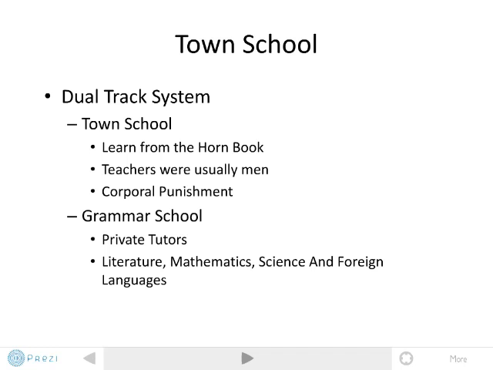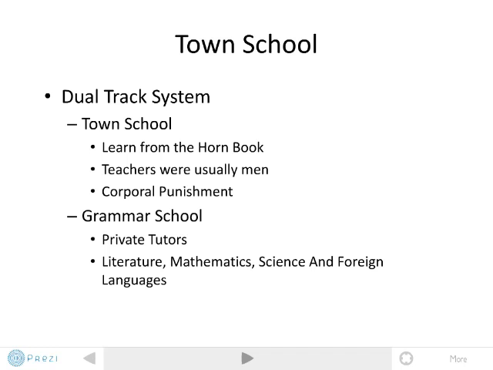And what was the goal of a town school? The goal of a town school was to be educated so you could learn how to read and write and function in society. The goal of a grammar school was to learn more so that you could ultimately go to a college such as England's colleges, London, Cambridge, those universities. So that's where those students were going.